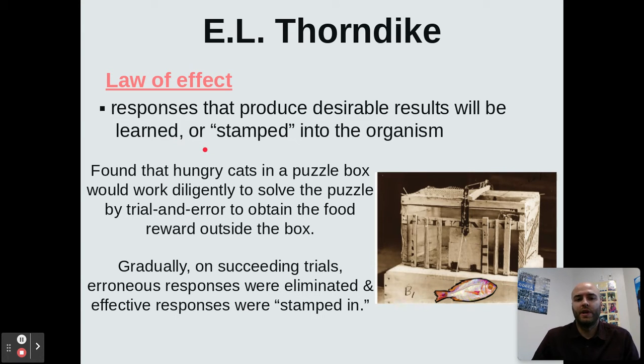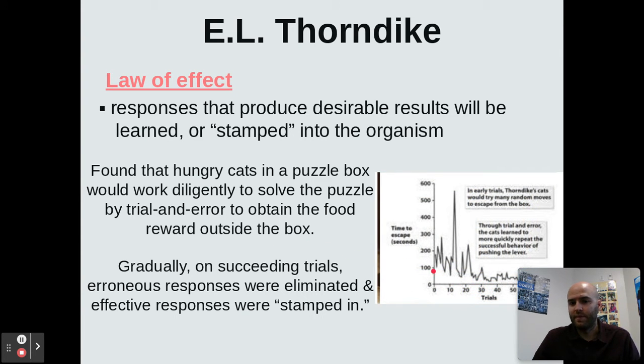That makes sense. So he put a hungry cat into this puzzle box, and he found that when he placed food or a fish on the outside, the cats worked harder to solve the puzzle box to get to the reward on the outside. And gradually, on succeeding trials, erroneous or wrong responses were eliminated, and effective responses were stamped in or learned, right? So these cats, because there was a reward outside of their box, got better and better at solving the puzzle and getting out more quickly. Here's just an example of the graph of that. So you can see over time, the cats got much better and much faster learning the procedure to get out of the box to get to their reward.